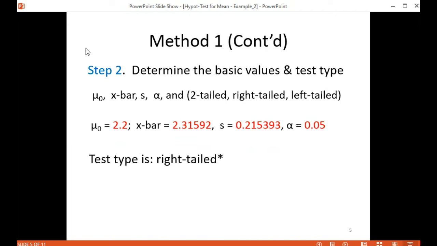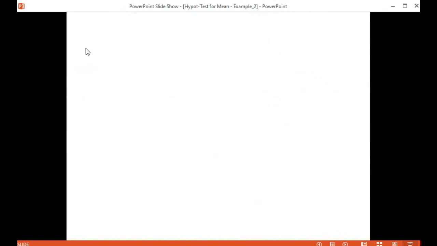Here, since we're checking to see, what was it? Mu greater than 2.2, then this would be a right tail. Right tail. This means that alpha is all to the right. So the comparison that we're going to be making would be to the area that is alpha in size, all to the right. I'm going to show that in a picture in a minute. But for right now, we just need to know whether it's on the right, on the left, or in 2 pieces, one on the right and one on the left.